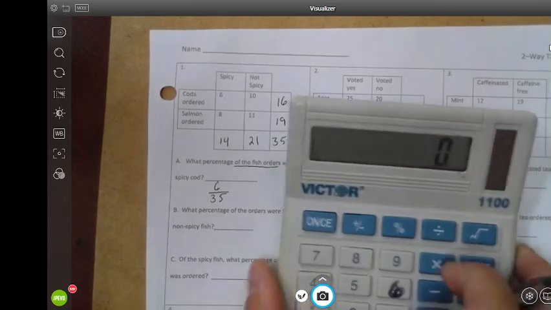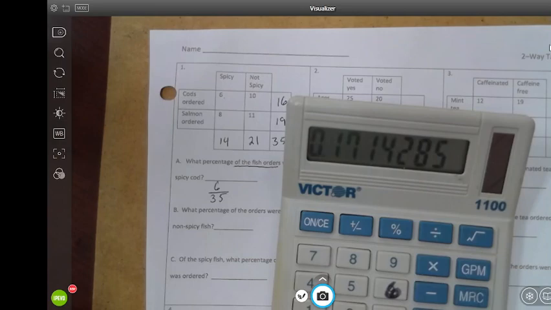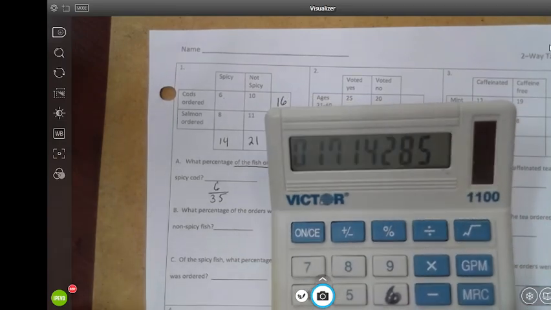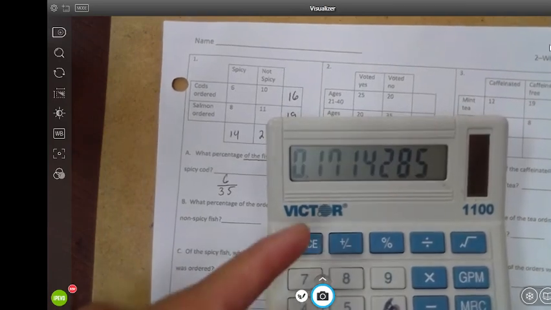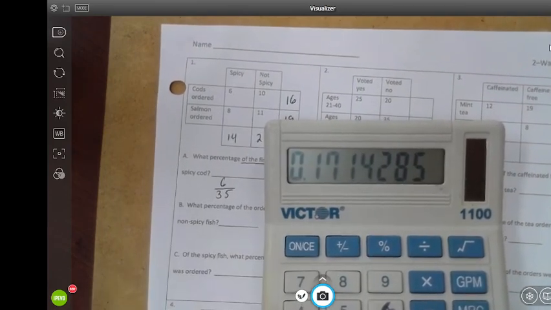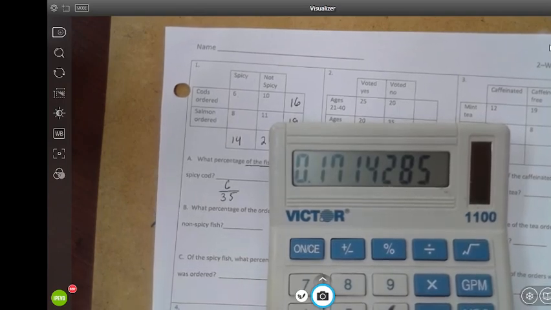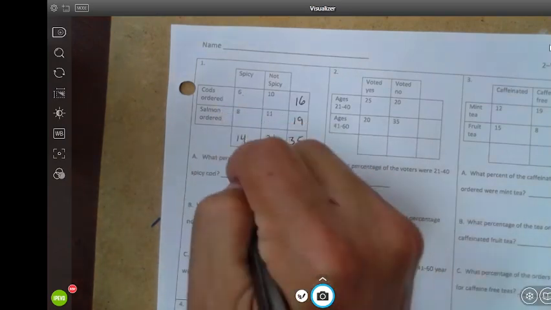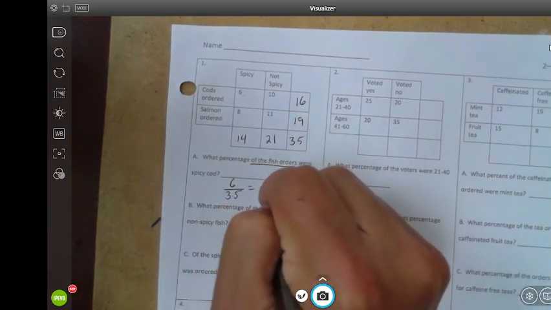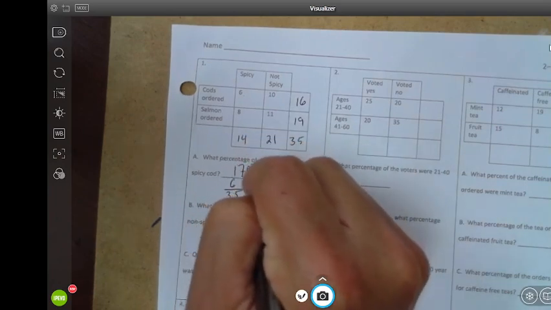So it wants the percentage, so you're going to go in the calculator, do 6 divided by 35. All right, it's going to give you 0.171, okay? So that's 17%. I'm just going to move the decimal over 2 spaces, right? Multiplying it by 100, right? So that ends up being 17%, right? So 0.171, so we're going to say 17%.